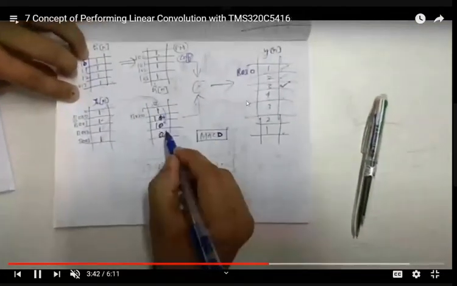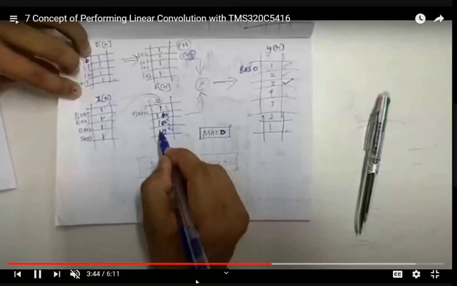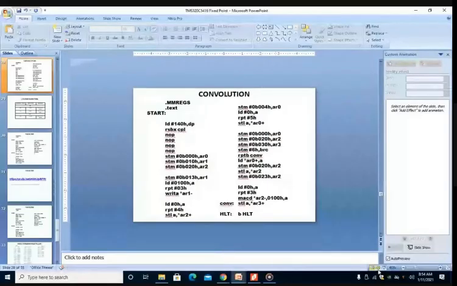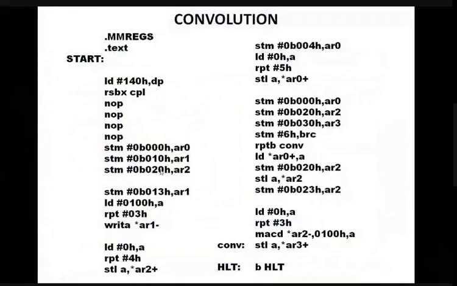After watching this video, if you look at this program, we'll understand this 100% correctly. So B000 is a pointer, B010 is a pointer, B020 is a pointer. Then, as you told, no folding, no shifting, so storing from the back side, that is B013H. STM, store the memory mapped register AR1 with B013H. That is, auxiliary register 1 is stored with the last address of h of n.